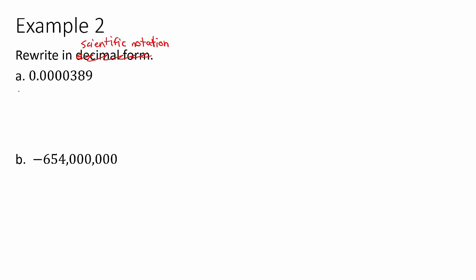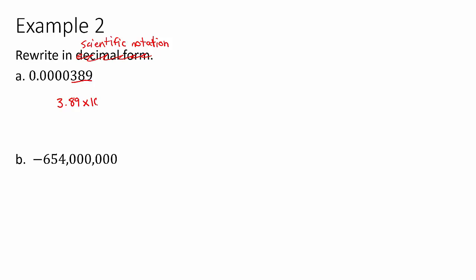So there's kind of two parts to scientific notation. One is taking the numbers that we have that aren't zero and figuring out where our decimal place should go. There should always be one number to the left of the decimal and everything else should be to the right. So this should end up being 3.89.